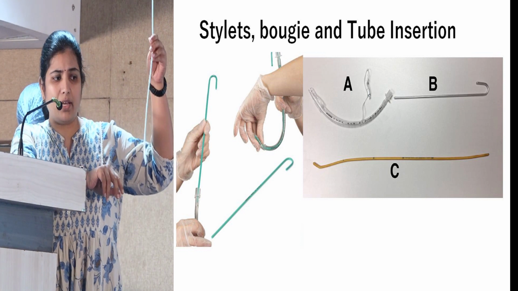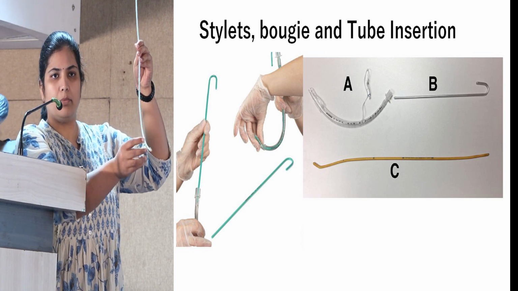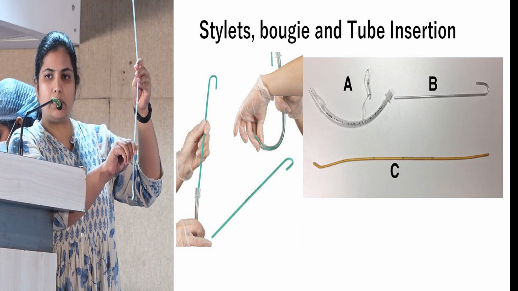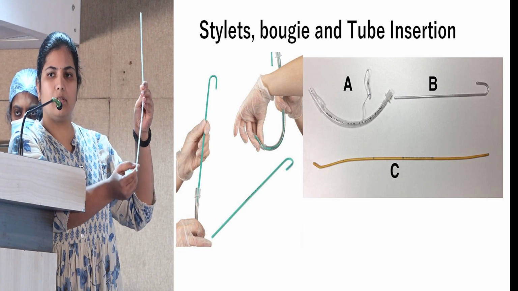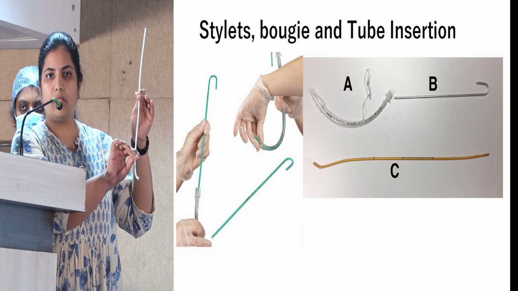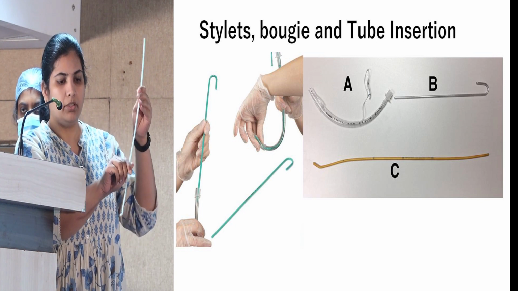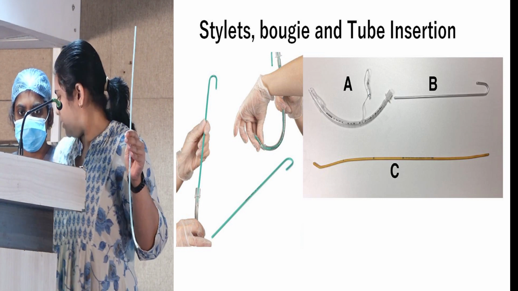So this is a gum elastic bougie, which has a 45 degree angle at its tip. When we are not able to pass a tube, this is a stiff, small, 5 mm sized airway introducing catheter. By this, even if the larynx is anterior, we can introduce it and railroad an ET tube over this.